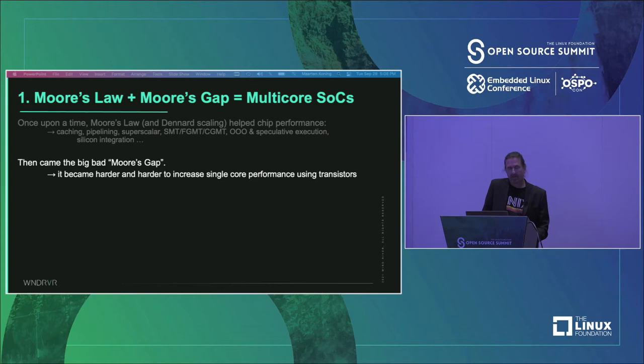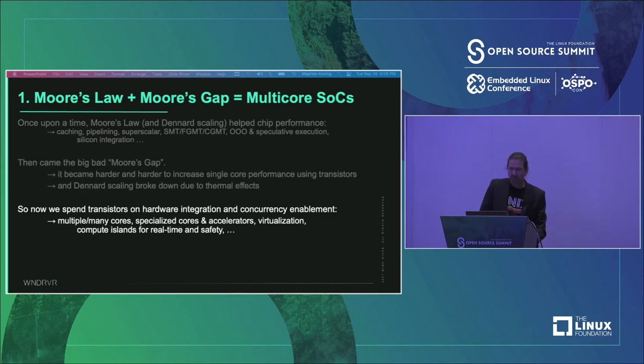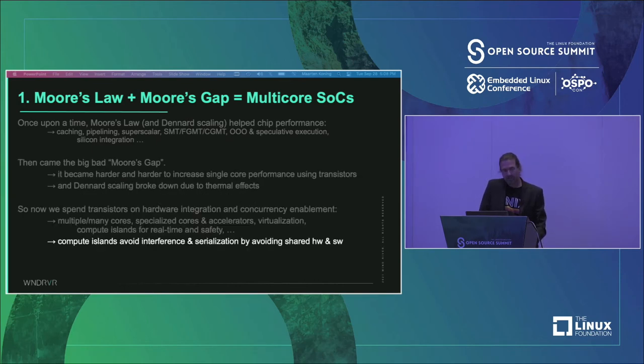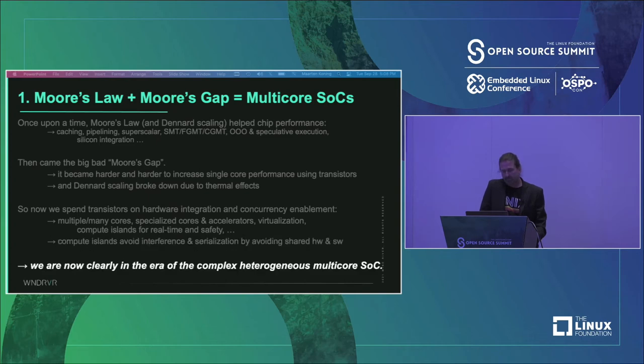And so now the solution to leveraging more transistors to get performance is more about specialization and having exactly the right kind of cores for the workload. And so that's brought into the SoCs GPUs and NPUs and real-time processors, compute islands, safety islands, in some cases lockstep cores. And so that's where that's going, and that's just going to continue. So we're clearly in the era of complex, heterogeneous, multi-core SoCs at the edge.